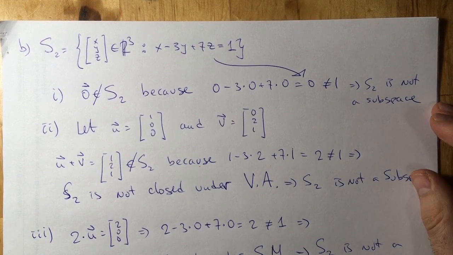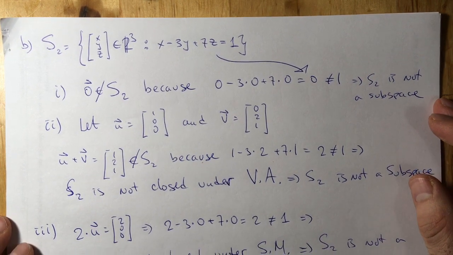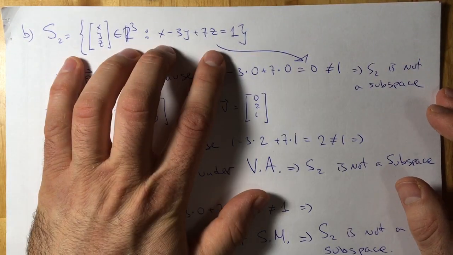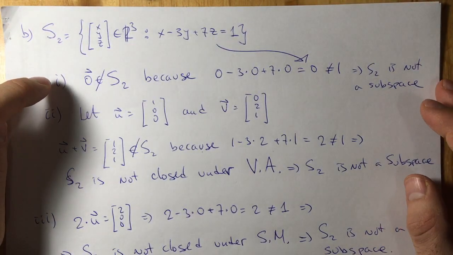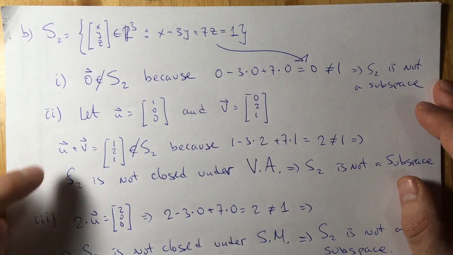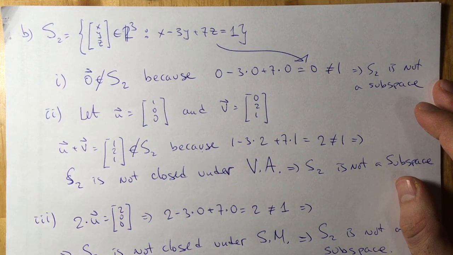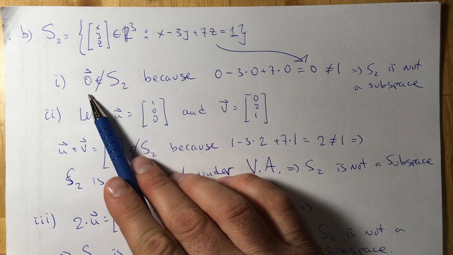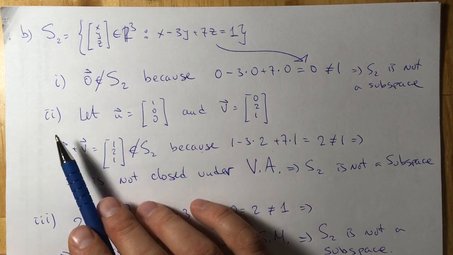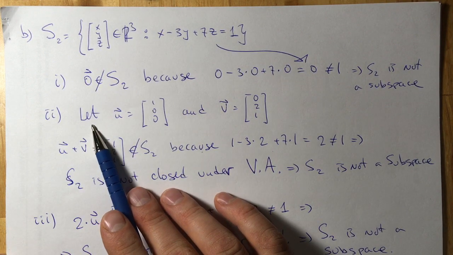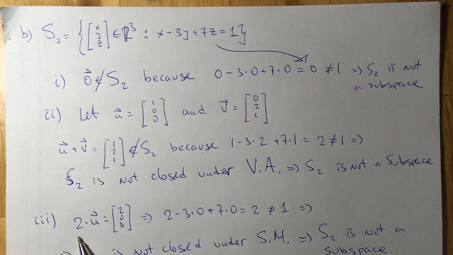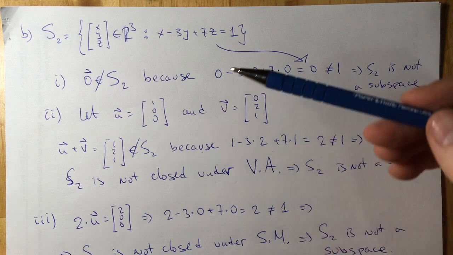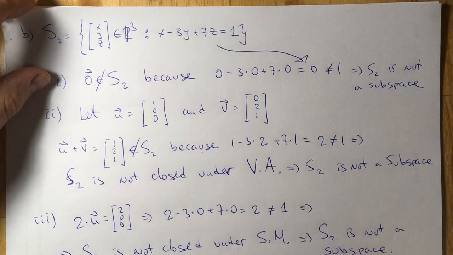So let's just make sure that we understand. If the question is solely to determine whether S2 is a subspace, you have to show that either one of the two closures is not satisfied or the zero element is not in the set. If the question specifically asks you to determine whether the zero element is in S2, or whether S2 is closed under vector addition, and the same thing for scalar multiplication, then you have to go through each of these steps.